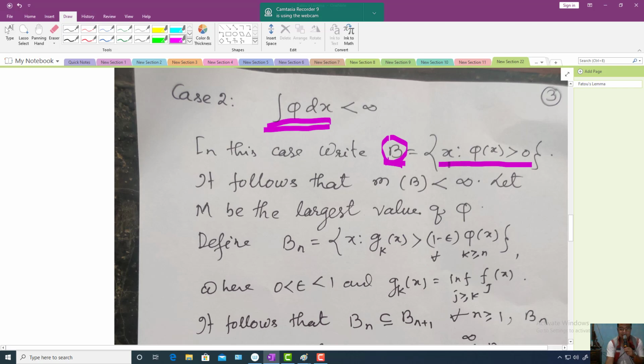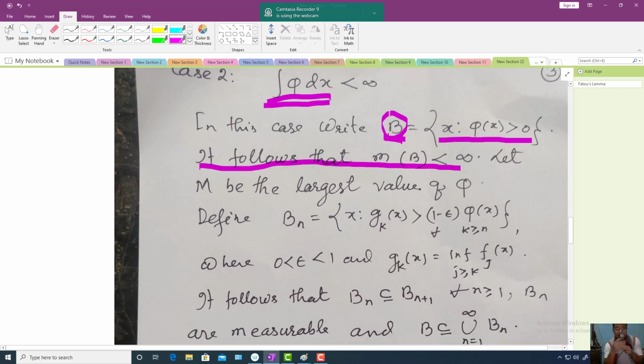So you define B like this, x such that phi x is strictly greater than 0. Right. So from here, since it is finite, the measure cannot be infinity, no? The measure cannot be infinity. So then phi can take only finite values, say a1, a2, a3 up to an. Right. So out of this a1, a2 up to an, let us take that m is the largest value of phi.